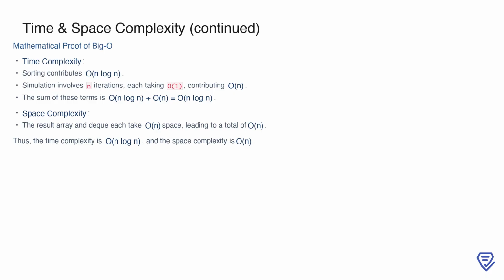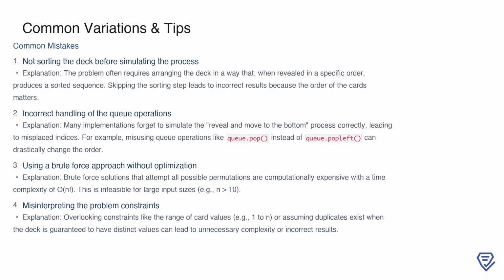approach for this problem. When tackling this problem, it's important to avoid a few common mistakes. First, not sorting the deck before simulating the process is a frequent error. The problem requires that the cards are revealed in an order that produces a sorted sequence, so skipping this step will almost always lead to incorrect results. Next, be cautious with queue operations. The reveal and move to the bottom process must be simulated accurately. For example, using queue.pop instead of queue.popleft can completely change the order, leading to misplaced indices.